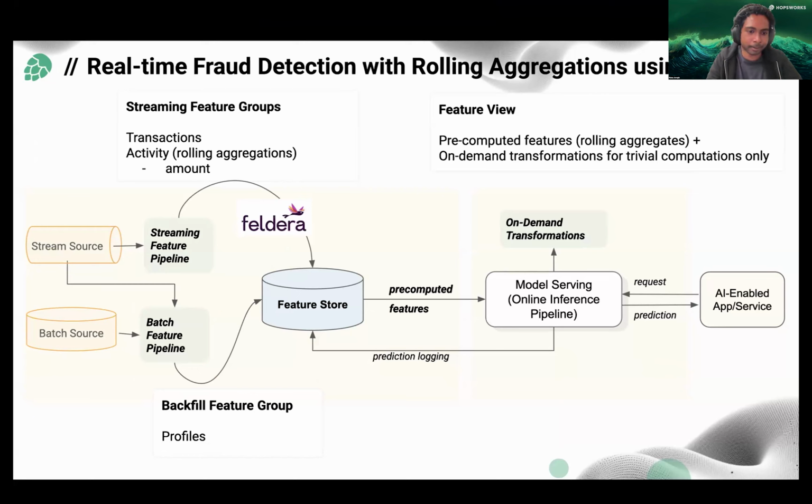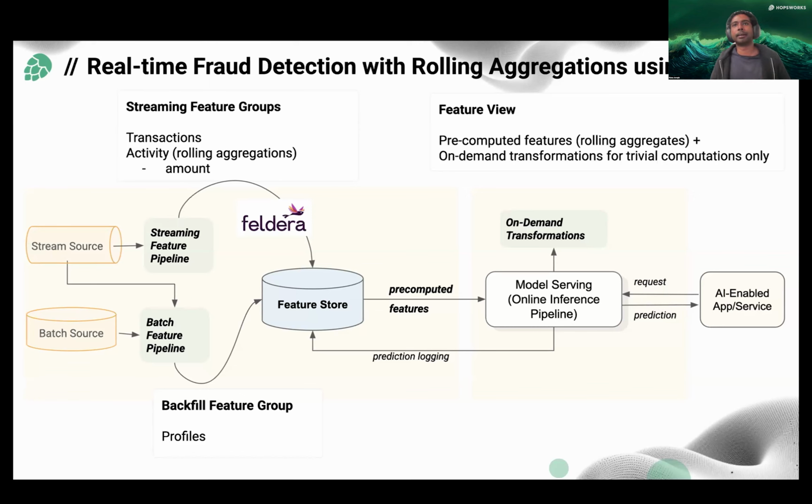We have a backfill feature pipeline that ingests backfill data, historical data, into some feature groups, and has some on-demand transformations that usually require request time parameters to be computed. And we have streaming pipelines that read from a Kafka topic. In this case, a simulated transactions Kafka topic is created, and the data is inserted into Hopsworks using Feldera. Feldera, like we have discussed, provides a very efficient way to do rolling aggregations using their incremental views. So we'll see how that is done.